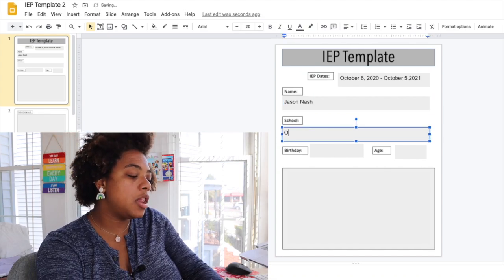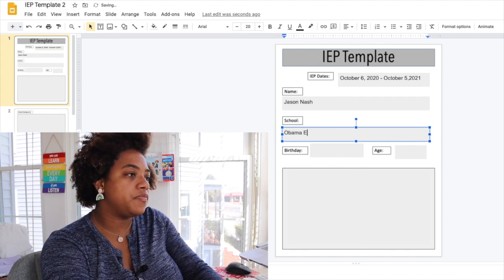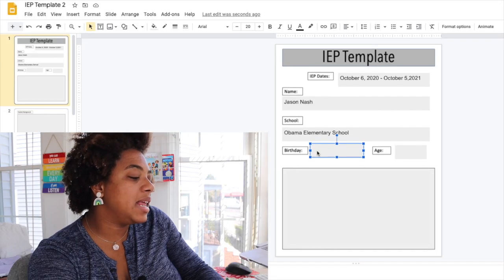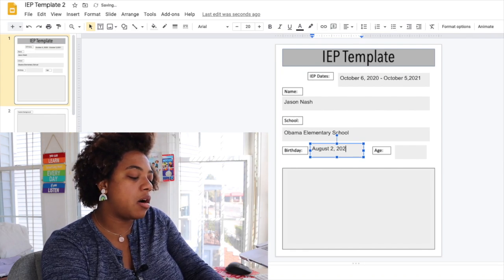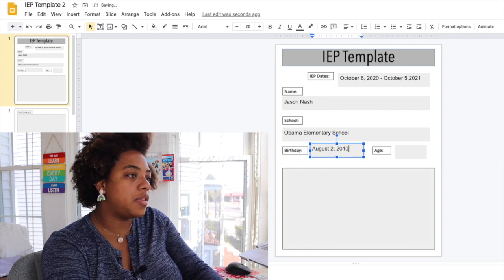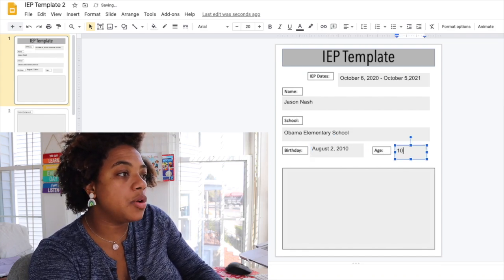And the school, how about we call it Obama Elementary School? Why not? His birthday, we said he was 10 years old, so let's put his birthday at August 2nd, 2010, and he is 10 years old.